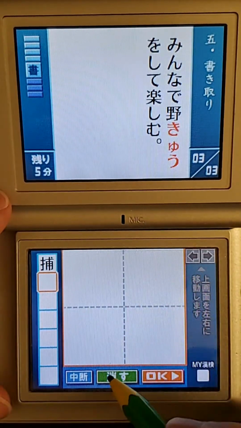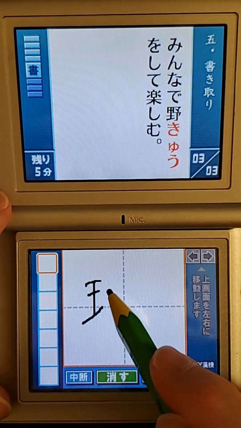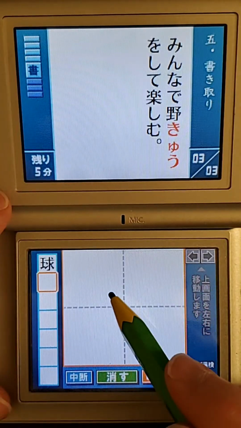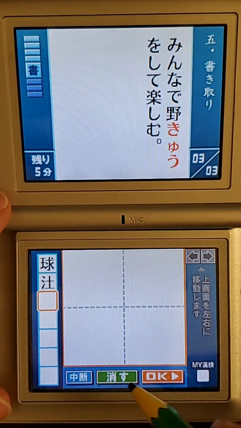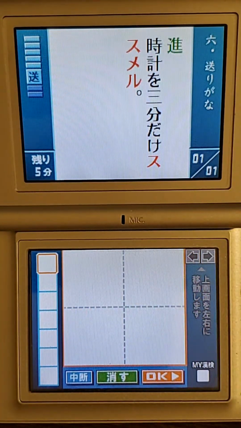Sometimes it thinks you're writing something else. Maybe if I slowed down. Okay, there we go. Let's go like this. Maybe it's how I'm writing it. All right.